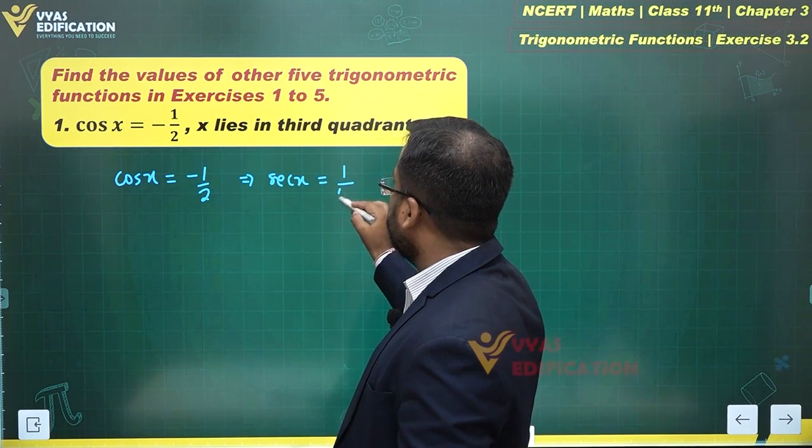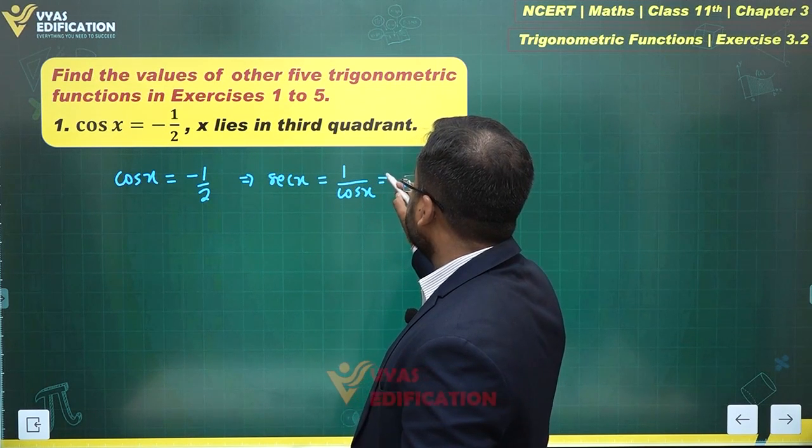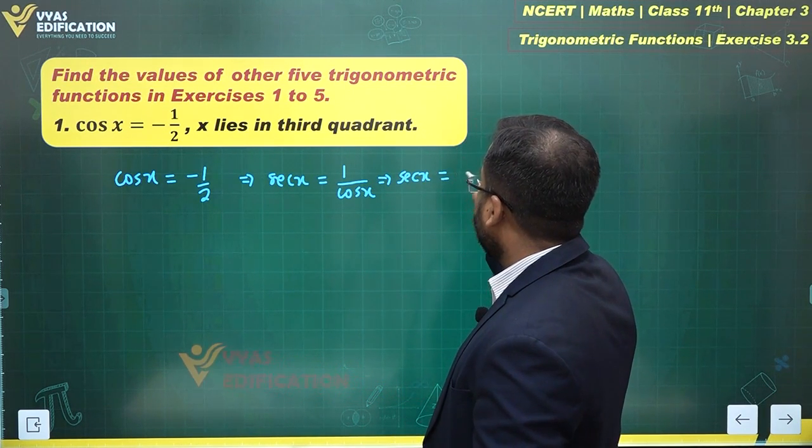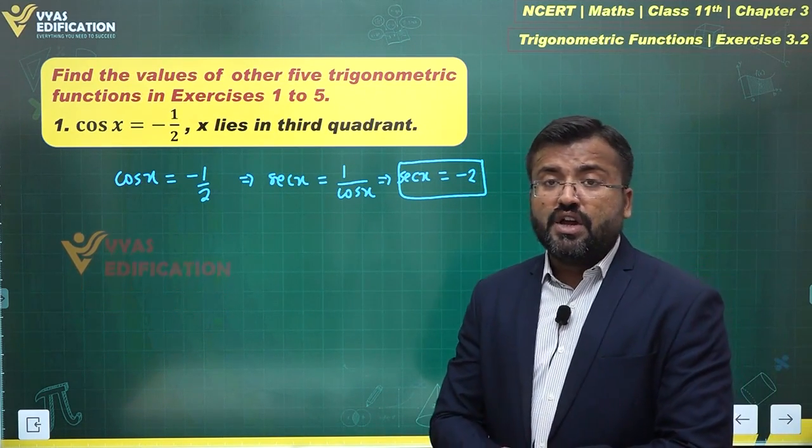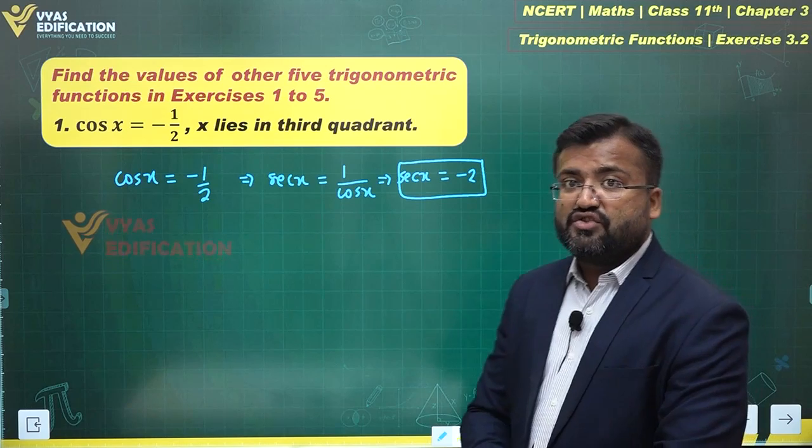Sec x equals 1 upon cos x, which implies that sec x would be equal to minus 2. That's the first value that you get. On the basis of cos x equals minus 1 by 2, the value that you will get for sec x is minus 2, which is very easy.